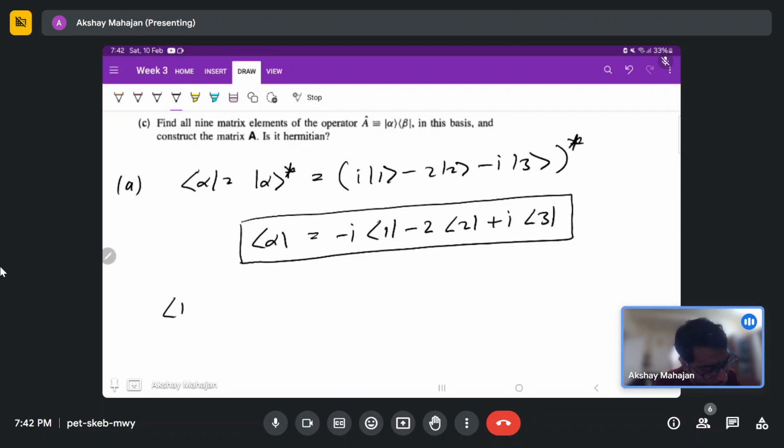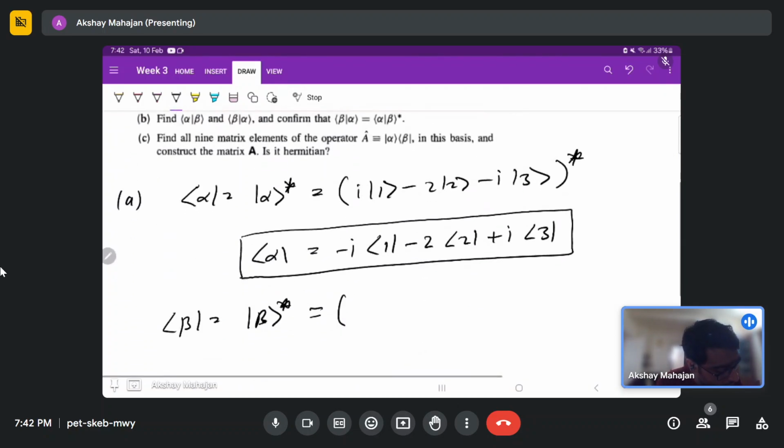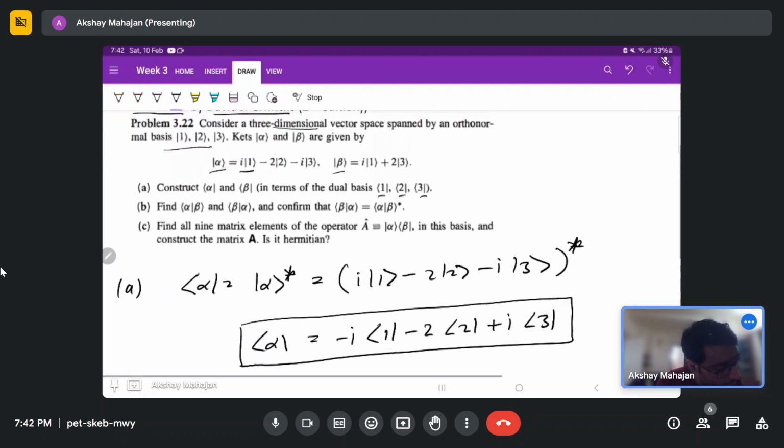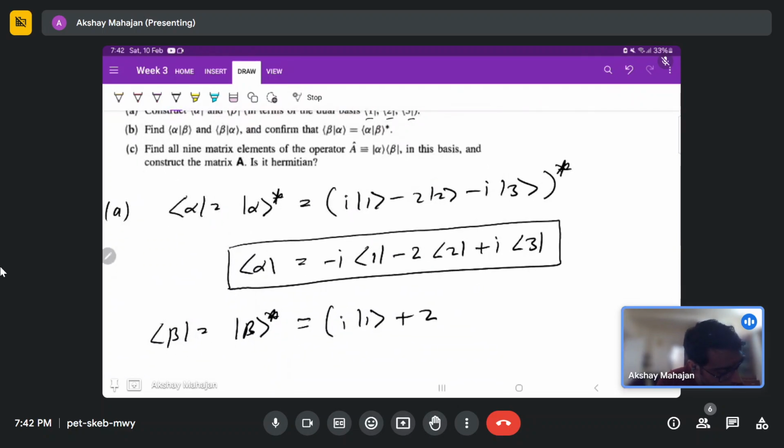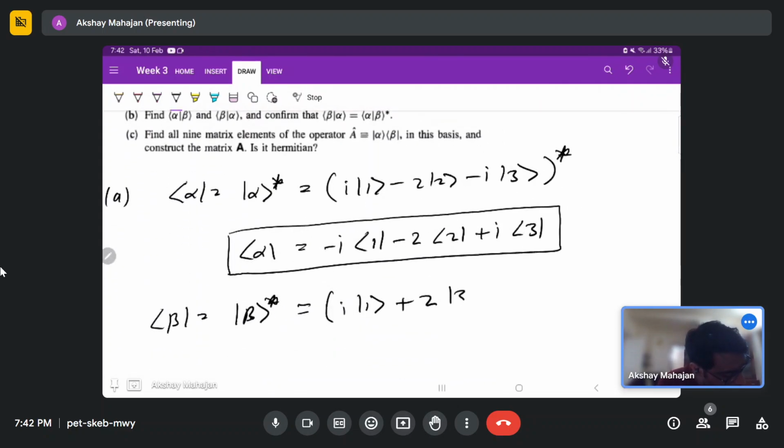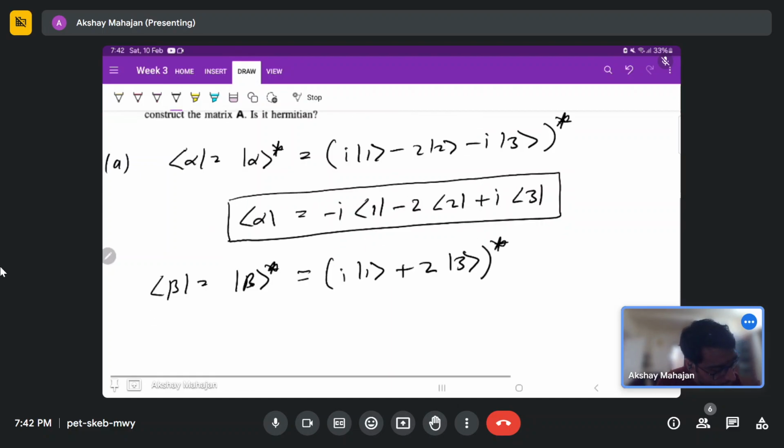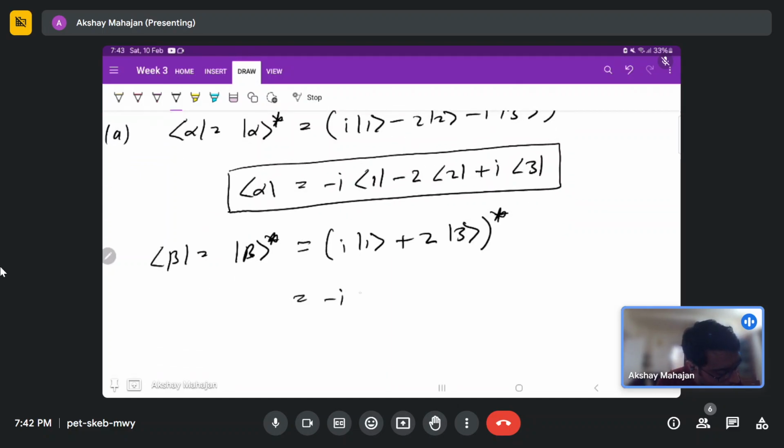So this is how you solve it. And bra of beta will be again just the complex conjugate of your ket of beta, and ket of beta is given to you as iota times ket of 1 plus 2 times ket of 3. Take the complex conjugate, so that will be minus iota times bra of 1 plus the complex conjugate of 2, which is just 2 times bra of 3, right?